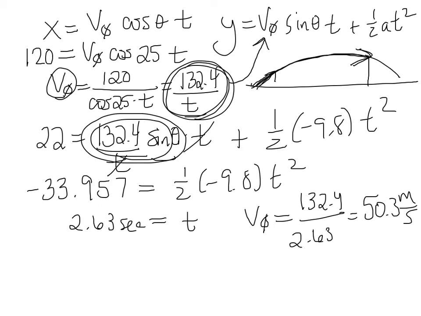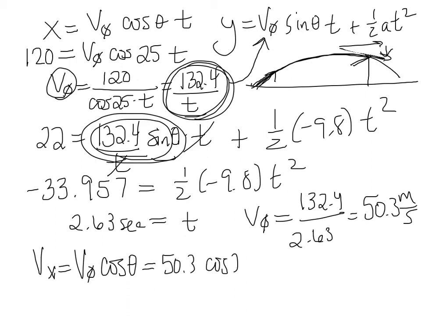Now for part C, we want to know the velocity at this point. And I can't really draw a very good straight line there, but the velocity at that point is going to be a compilation of v sub y and v sub x. So I need to solve for both of those. So v sub x, of course, will be what it always was, which is v sub naught times the cosine of theta. And so I'm going to go 50.3 times the cosine of 25, and I will get 45.6 meters per second. Okay, that's v sub x.